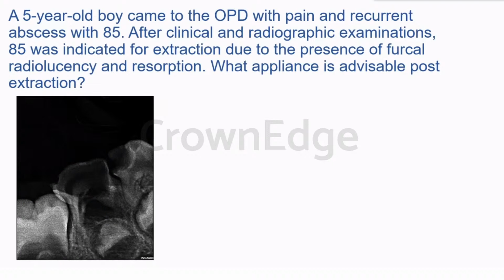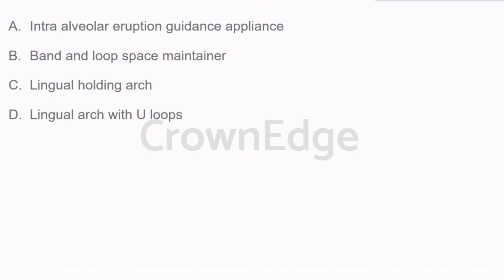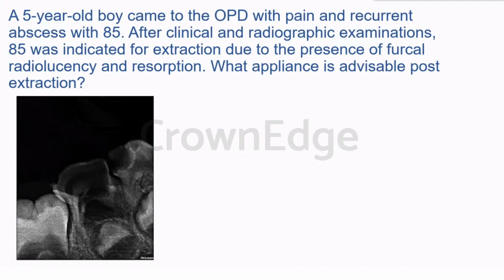So for this question right now, what is the appliance that you will be giving for extraction of E? Early extraction of E will be the distal shoe. So distal shoe, what are the options given to us? Is it intra-alveolar eruption guidance appliance, band and loop space maintainer, lingual holding arch, or lingual arch with U-loops? So option A is right, intra-alveolar eruption guidance appliance, which is the other name for distal shoe. All right. So most of you are right with this answer.